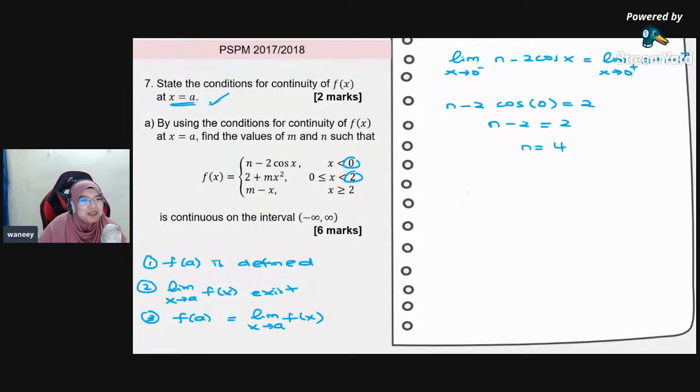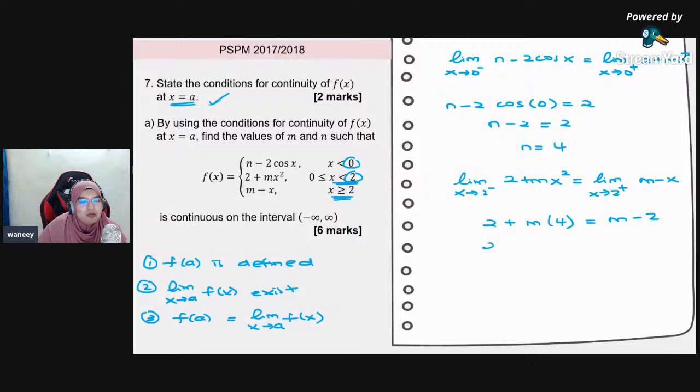Okay, one more. So we need to check the limit of x approaches 2 on the left hand side. So sebelah kiri yang kurang lah. Yang kurang tu sebelah kiri. So 2 plus mx square. And this is equal to the limit of x approaches 2 on the right hand side. So ini kena yang greater than m minus x. Okay, ganti x dengan 2. So kita dapat 2 tambah m. Ganti x dengan 2. So 2 kuasa 2 dapat 4. Sama dengan m tolak 2.